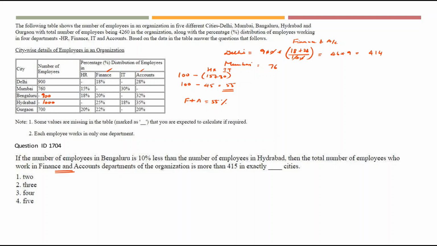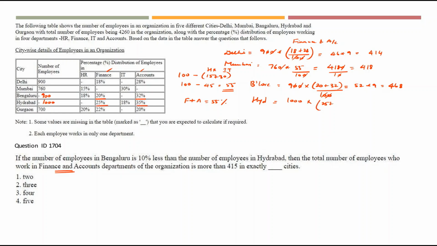So the total count is 760 into 55 divided by 100. This will give a value of 4180 divided by 10, 418. Then for Bangalore, 900 into 20 and 32. So 20 plus 32 here divided by 100. This will give 52 into 9, which is equal to 468. Then for Hyderabad, we have 1000 into 25% and 35%.